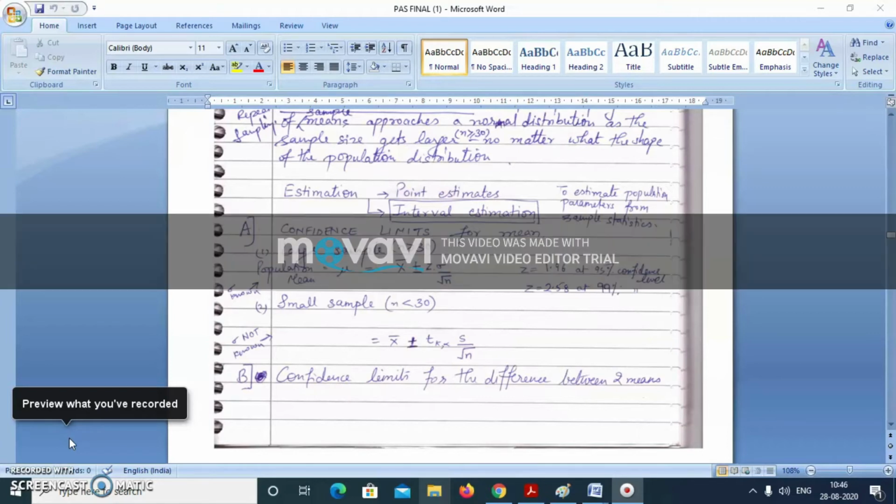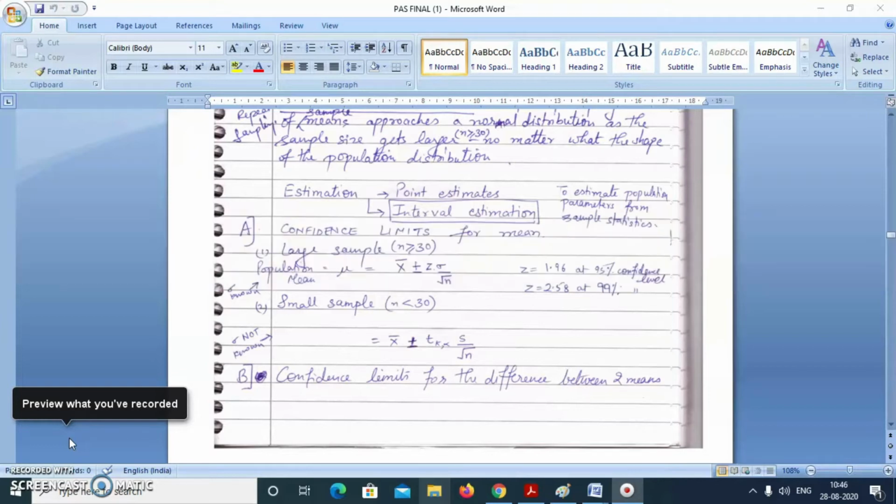And if the sample size is less than 30, we'll go for T distribution table. So we'll use X bar plus or minus t alpha times S upon root n. So we'll just replace the Z value by the T value.